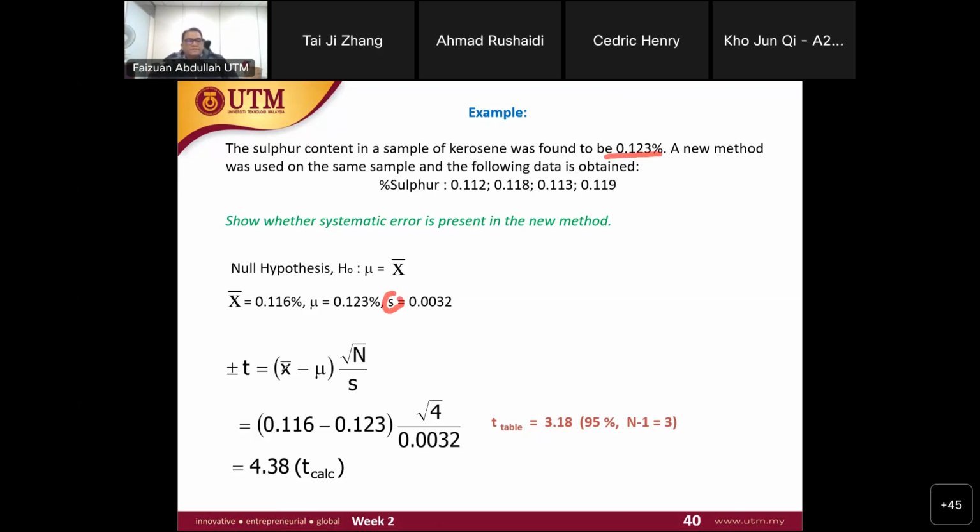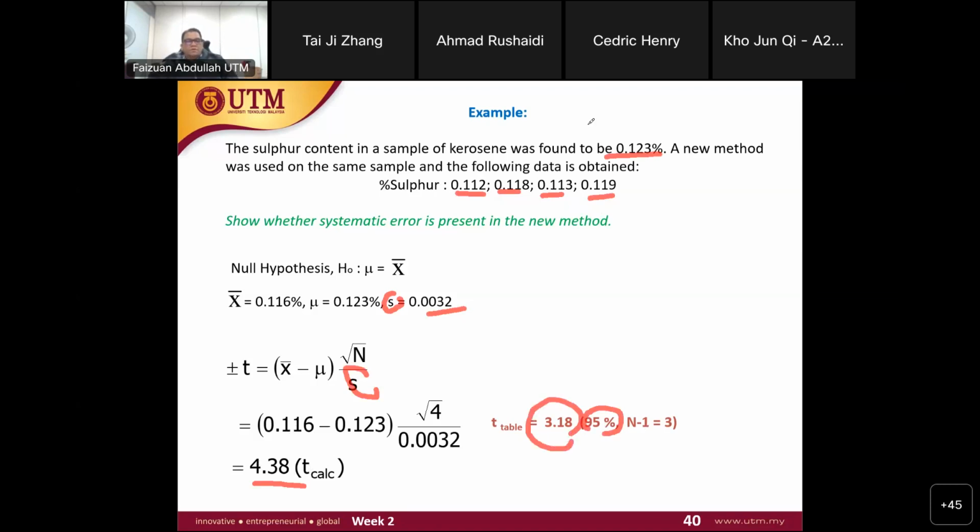So the plus minus t equal to x minus mu, and then square root of n. What is n? 1, 2, 3, 4, 4 set of data. Divided by S, the standard deviation here. Then you got the t calculated is 4.38. And from the t table, at 95% confidence level, n minus 1 is 3, the t table is 3.18.